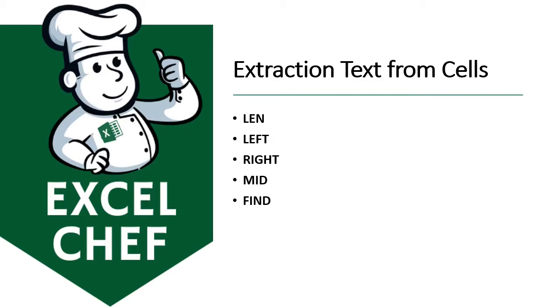In this tutorial, we're going to see how we can extract text from cells. Like if a cell contains a long string, how do we extract a portion of it? It could be a cell which contains the first name, last name, and the title of someone, and we're looking to extract only the title. So we'll see how to do that. We're going to use some functions. We'll see how the len function works, the left function, the right function, the mid function, and the find function.